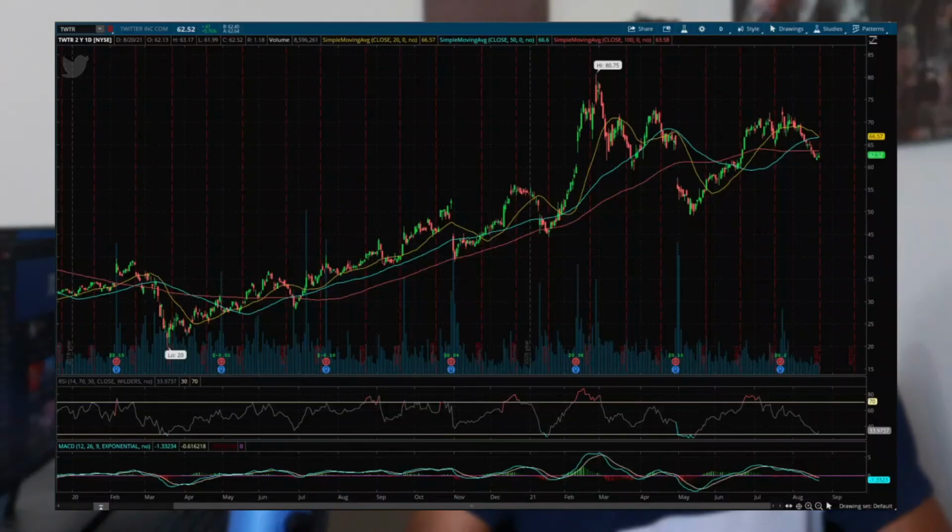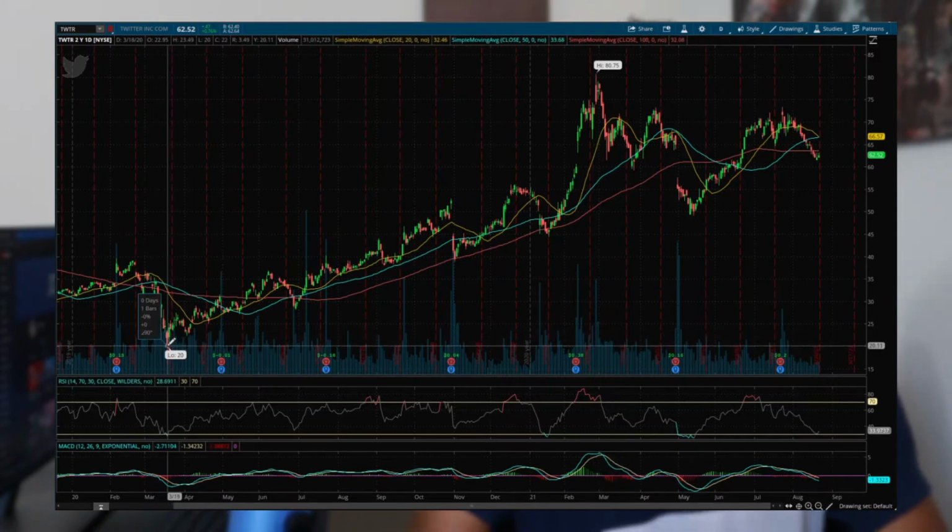So first things first, hopping right into the Twitter chart. As we can see, Twitter is a nice uptrending stock. I personally love trading stocks that are in an uptrend like this because it's very simple to trade. You want to be buying the pullbacks and waiting for those support bounces so that you can play the ride to the upside. So right here, I'm going to draw out the trend line on Twitter.